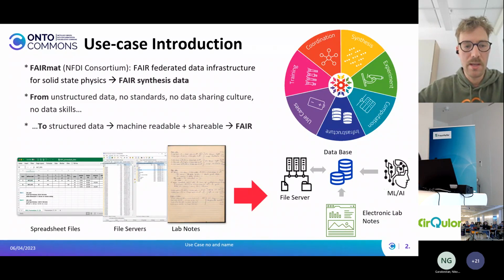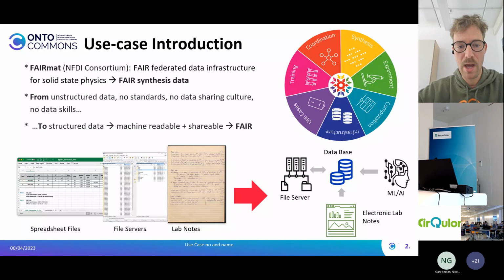In principle, in the synthesis area where I come from, we find a lot of unstructured data. There are hardly any standards, no data sharing culture, and also not really good data skills, let's say. People work with spreadsheets, files are on some file servers, and people document their thoughts in handwritten lab notes. So this is really not FAIR at all. All aspects of FAIR are missed in this approach.